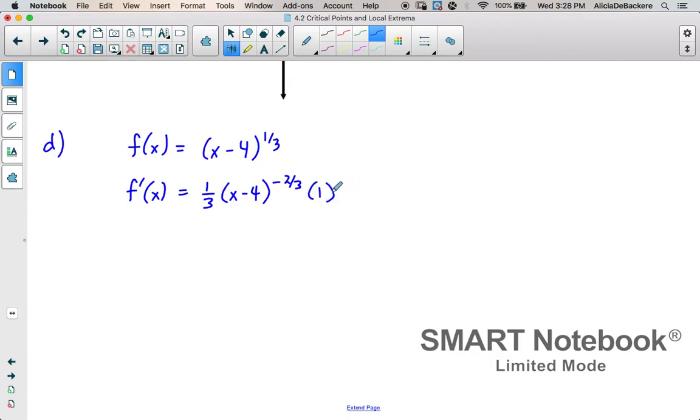And then multiplying by the derivative of the inner bracket is just 1, and then I can simplify this. And here I can put the squaring again on the inside or the outside. If you put it on the inside, you do need an extra set of brackets around the x minus 4. So we've got our first derivative. In order to find the critical numbers, I need to set the derivative equal to 0, or I need to look for where the first derivative does not exist.